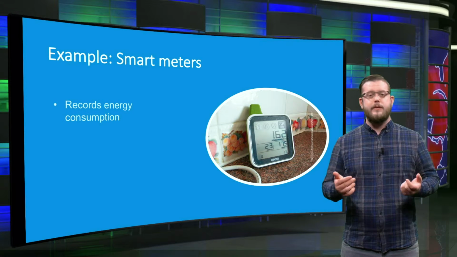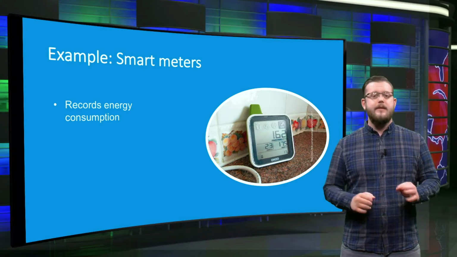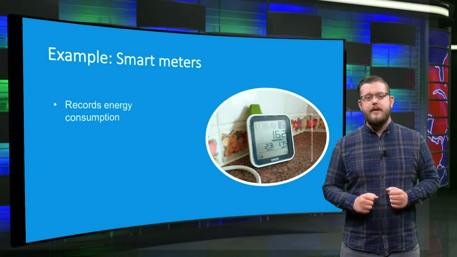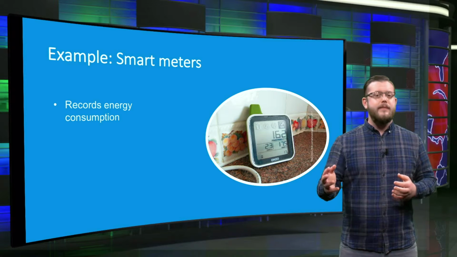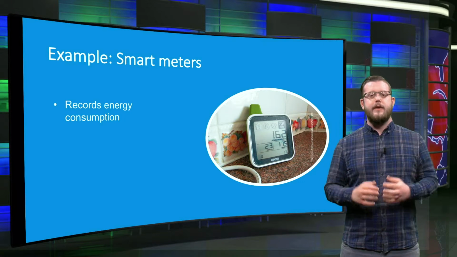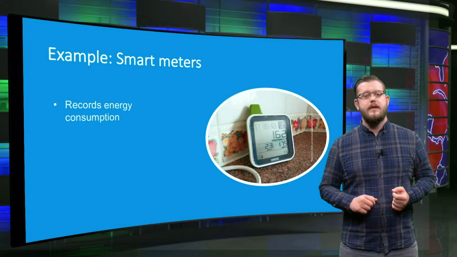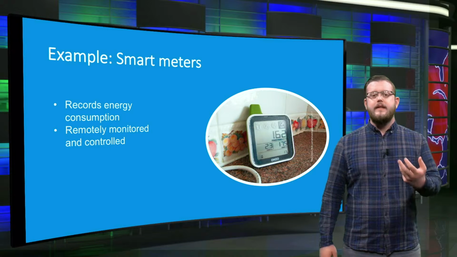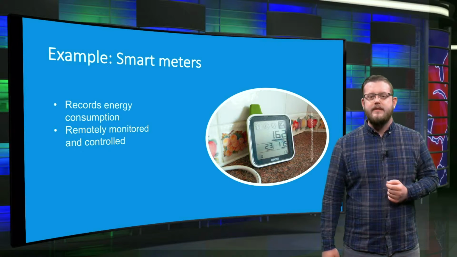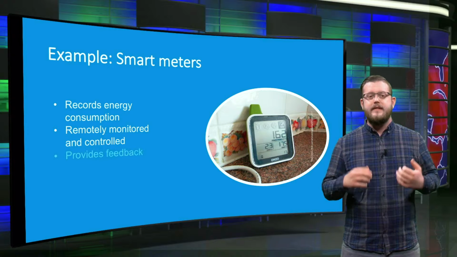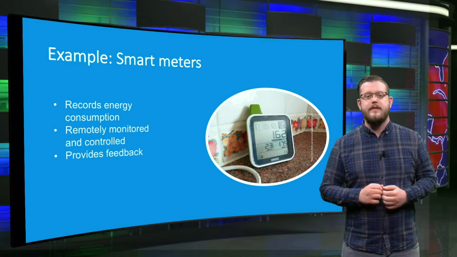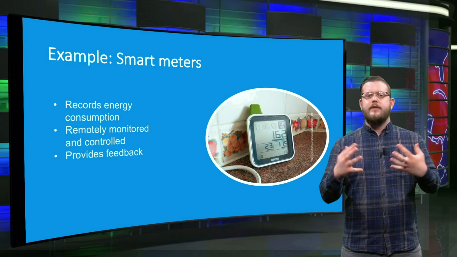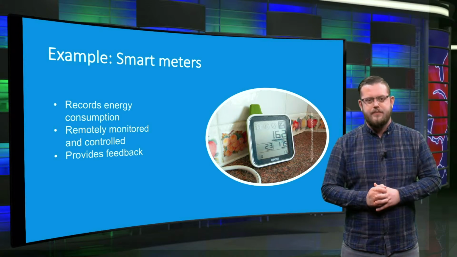These devices record energy consumption in homes, typically in intervals of 15 minutes or less. They allow two-way communication with the energy network. Information on energy use is transferred on a regular or even real-time basis. And the smart meter can be remotely controlled and monitored. It can even be turned off and on from a distance. The smart meter can also provide detailed feedback about energy use to consumers, which can then help them learn how to use less energy and save money.